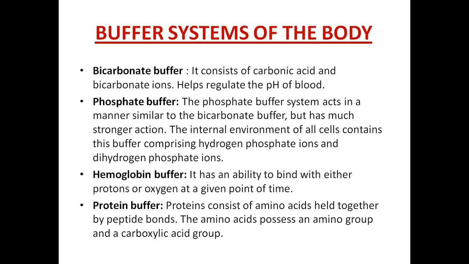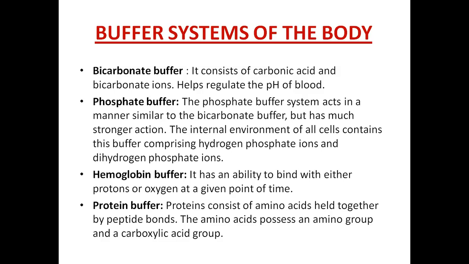So, buffer systems of the body. There are four basic buffer systems in the human body. These are the bicarbonate, the phosphate, the hemoglobin buffer, and the protein buffer. The bicarbonate buffer consists of carbonic acid and bicarbonate ions. They help regulate the pH of blood.